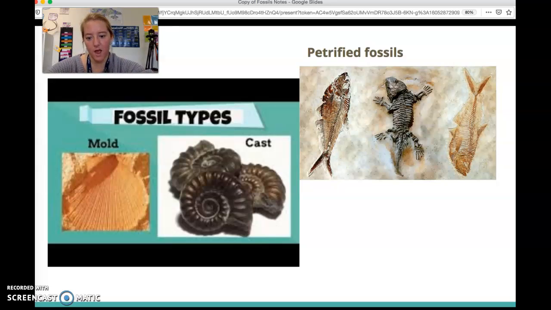Okay, first we've got molds. So again, the mold was where the organism was there, and then it decayed, and it left an impression in the rock. A cast is when the sediment fills that mold and becomes rock itself. So these are casts. This is an example of petrified fossils. So you can see how what was once living became rock. That's because the minerals soak into the buried remains and change them into rock. So we've got some fish there and what looks like a tetrapod lizard.